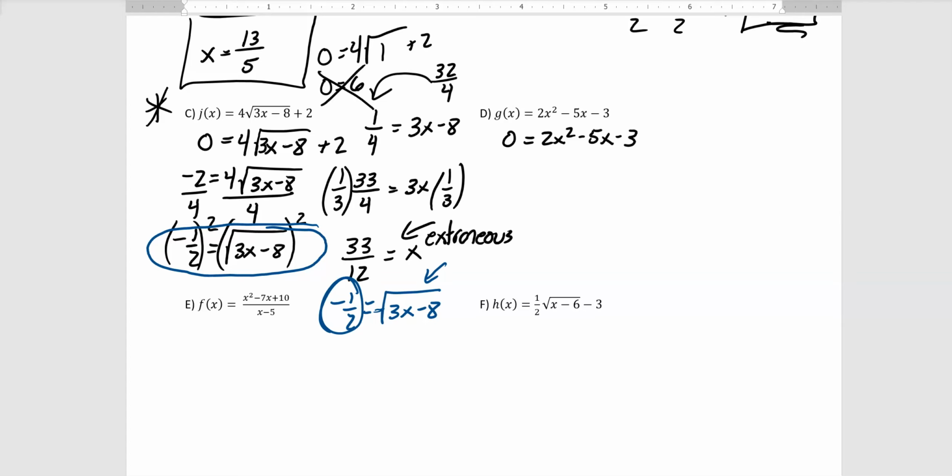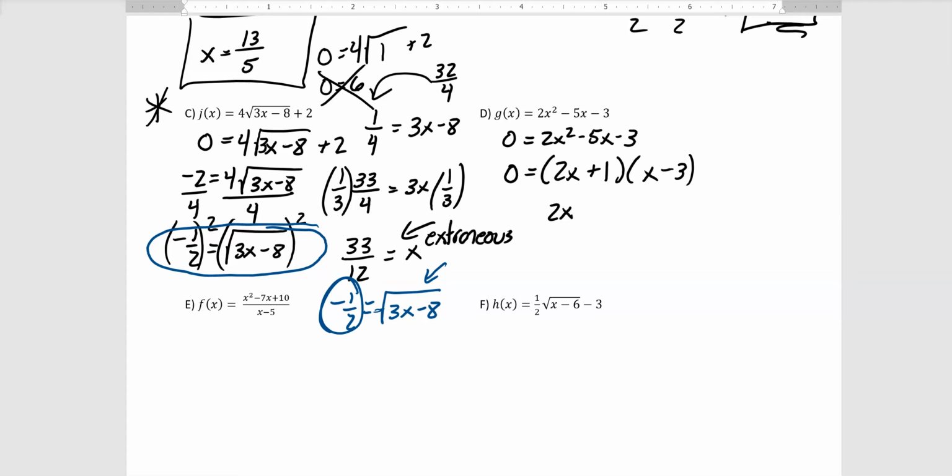Let's see if this is factorable. I think it is. So we'd have 2x and x, we would need it to become negative 3, positive 1 there. So 2x times x would give me 2x squared. 1 times negative 3 would give me negative 3. 2 times negative 3 would be negative 6. Positive 1, so that would give me that negative 5 there.